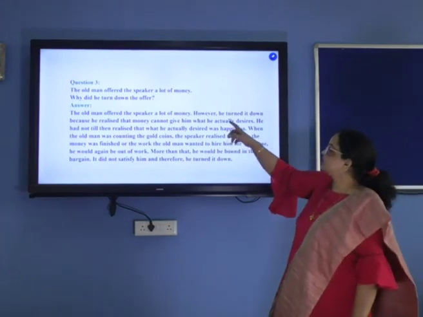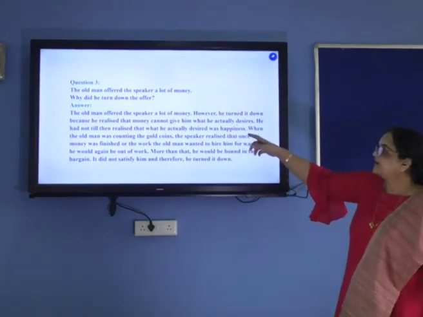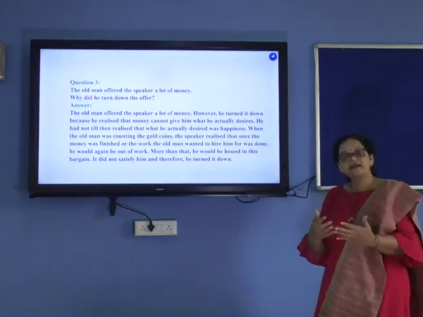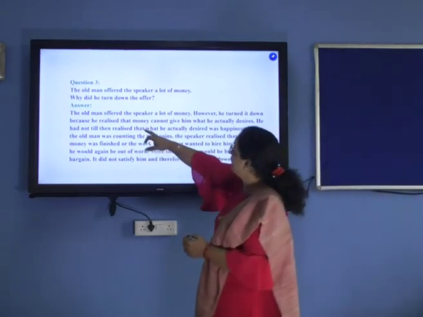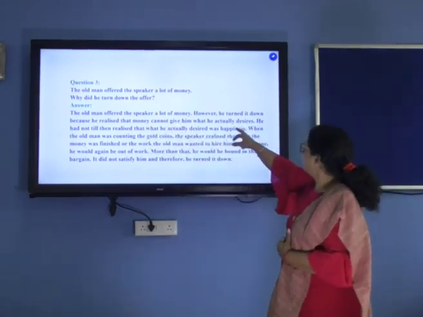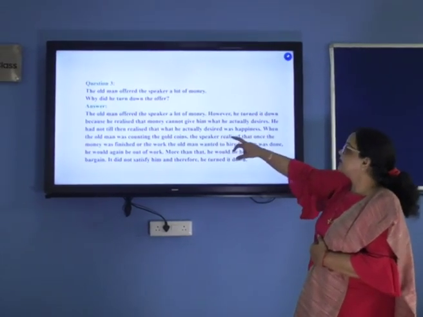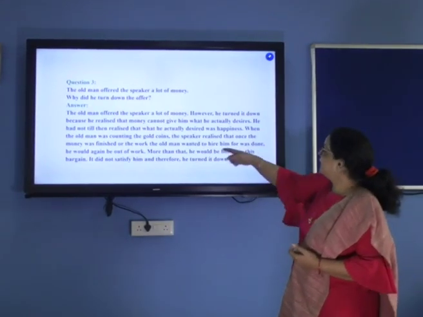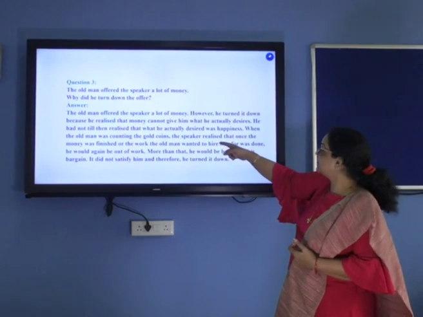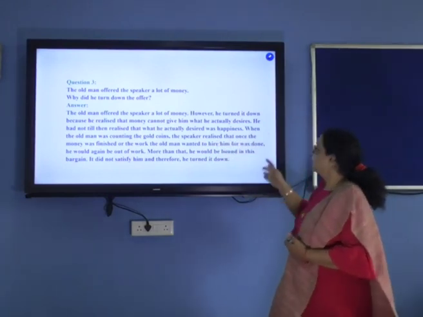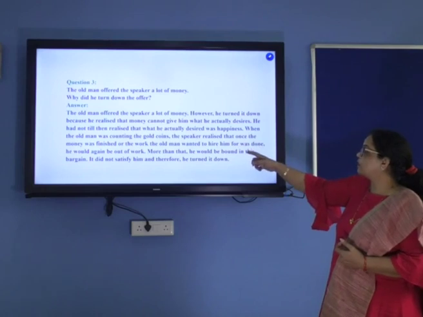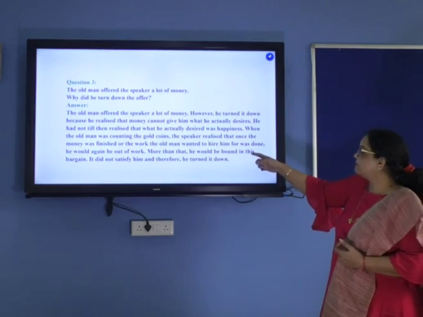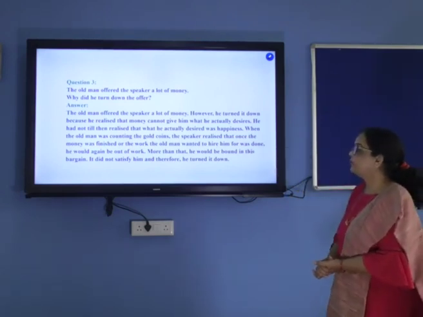The old man offered the speaker a lot of money. Why did he turn down the offer? When the speaker was offered this much money, why didn't he accept that bargain? He turned it down because he realized that money cannot give him what he actually desires. He had not till then realized that what he actually desired was happiness. When the old man was counting the gold coins, the speaker realized that once the money was finished or the work the old man wanted to hire him for was done, he would be out of work.